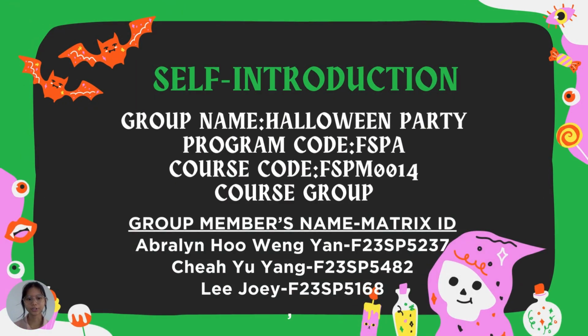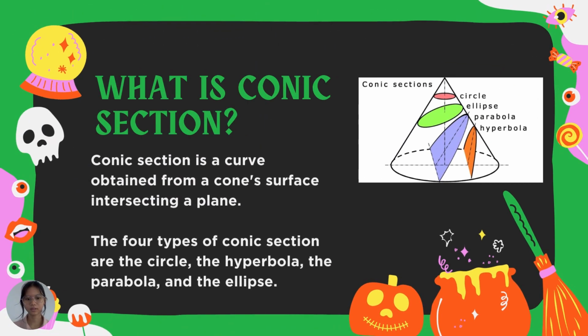This is our group name, program code, course group, and our members' names. What is a conic section? A conic section is a curve obtained from a cone surface intersecting a plane. The four types of conic sections are the circle, hyperbola, parabola, and ellipse.